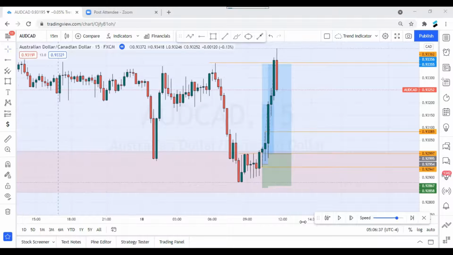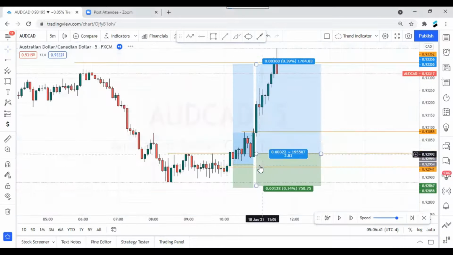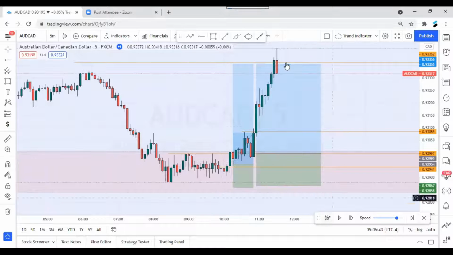For example, we go down to the 5 minute time frame, right? We have two entries, which are quite clear. The first entry is this one, price pulls back. The second entry is this one, and the price pulls back. So you enter, right? We have one entry, two entries.